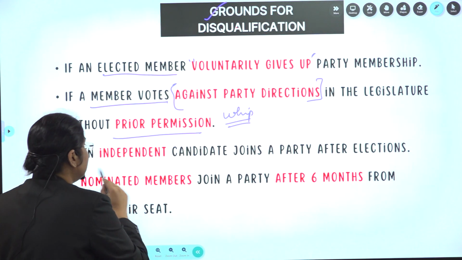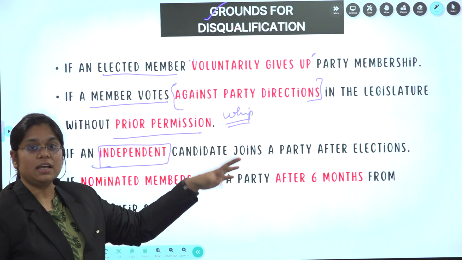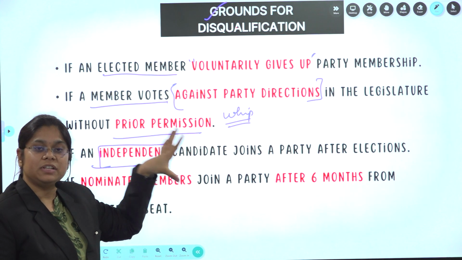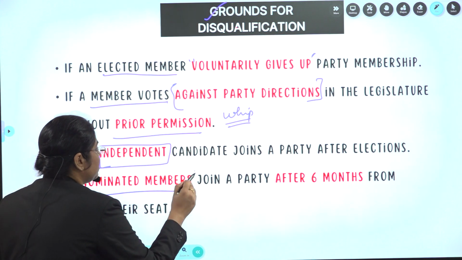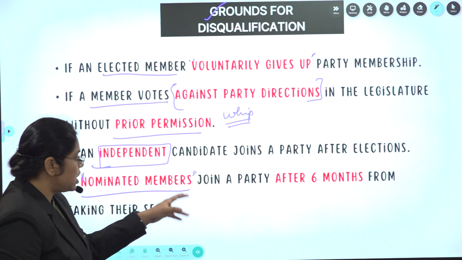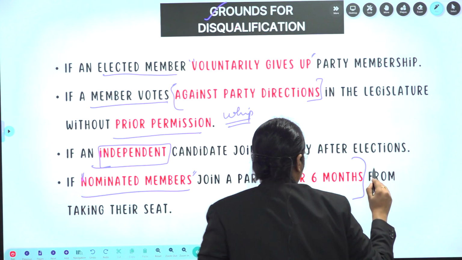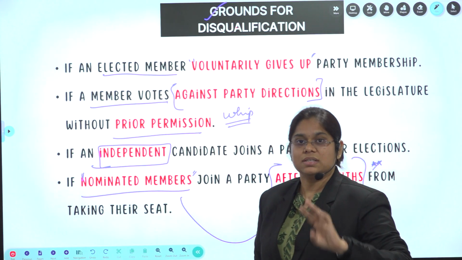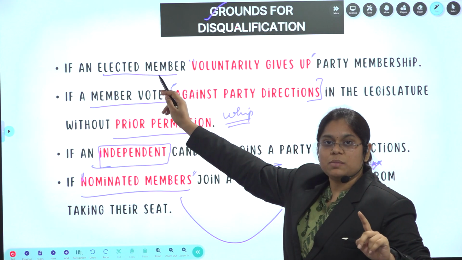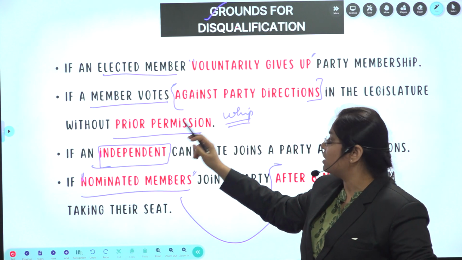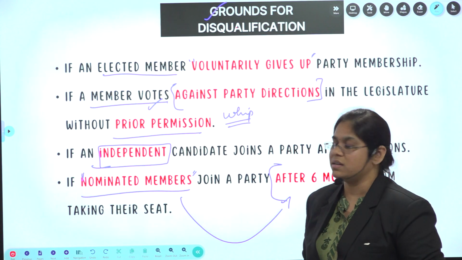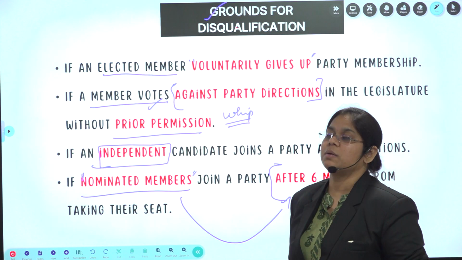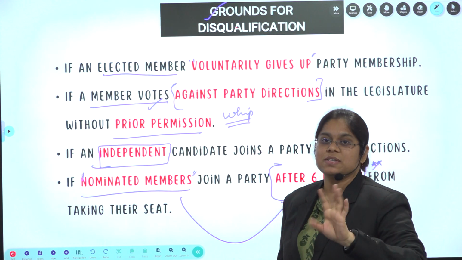Now further, if an independent candidate joins a party after the elections, and nominated members joining a party after 6 months. Remember, nominated members joining after 6 months. So there are 4 grounds. What are they? First, an elected member voluntarily giving up the membership. Second, a member voting against the party direction. Third, an independent candidate joining a party after the elections, and fourth, a nominated member joining another party after 6 months of the elections. Right?